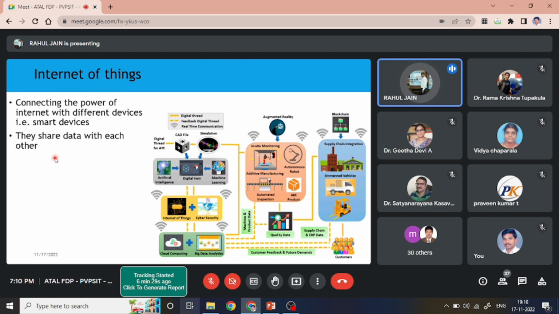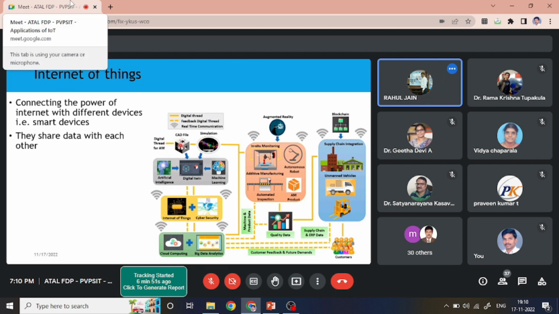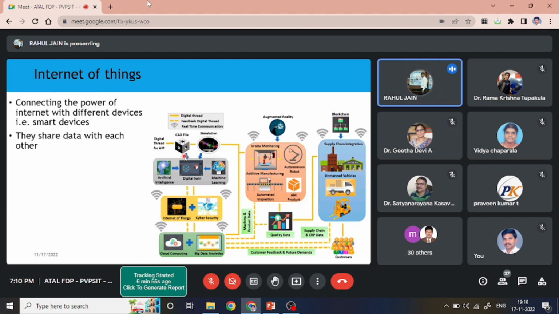So if we want to extend this concept of smart devices into manufacturing, what you can see over here shows a schematic location of additive manufacturing. So let's say we are doing this additive manufacturing process, and we already had this CAD model, right? Now we can create a digital twin. What is a digital twin? A digital twin is basically the exact replica of the actual manufacturing process, right? That is why the word twin.